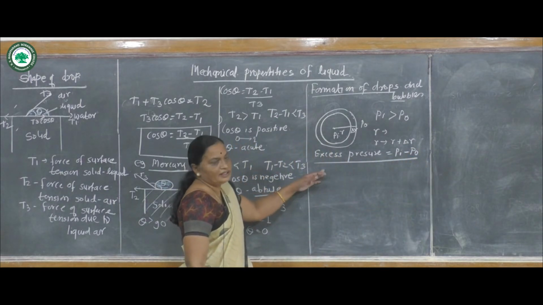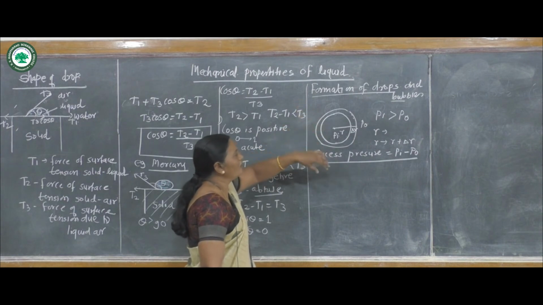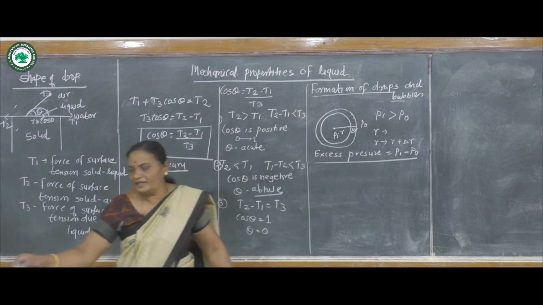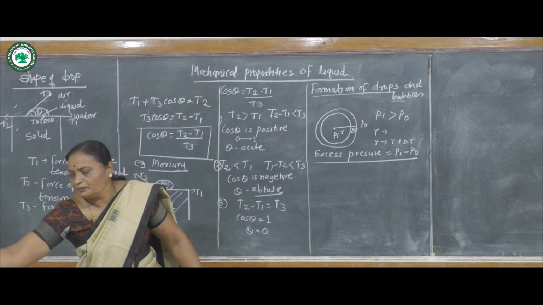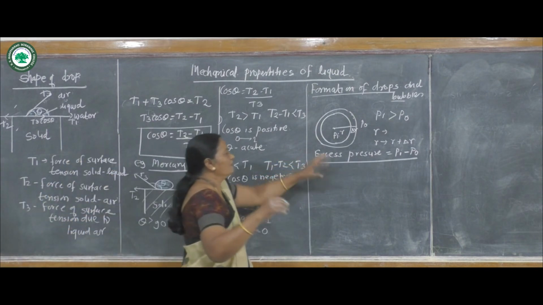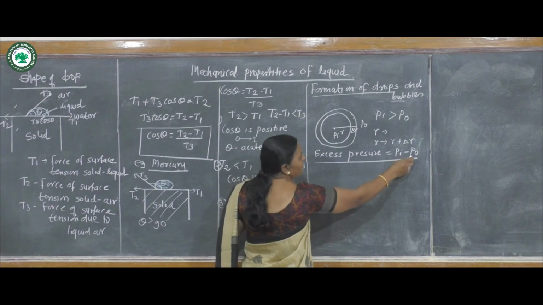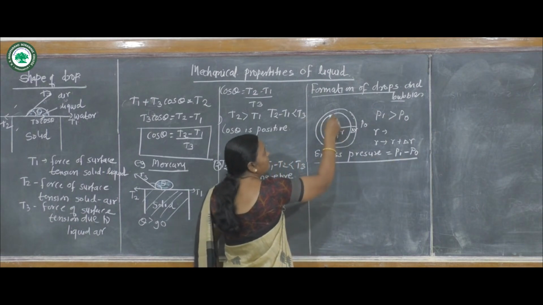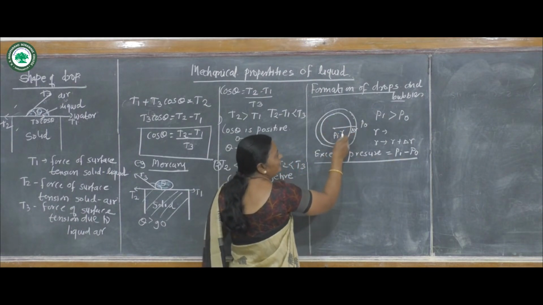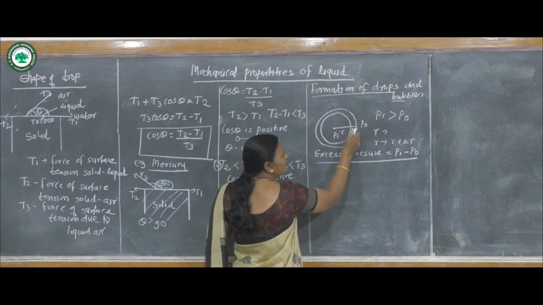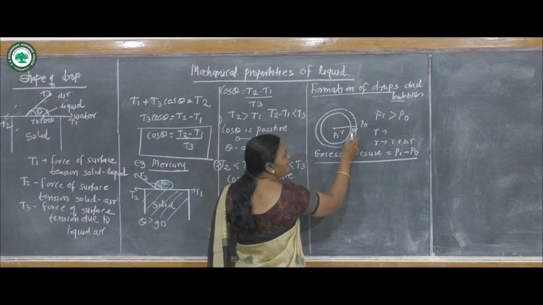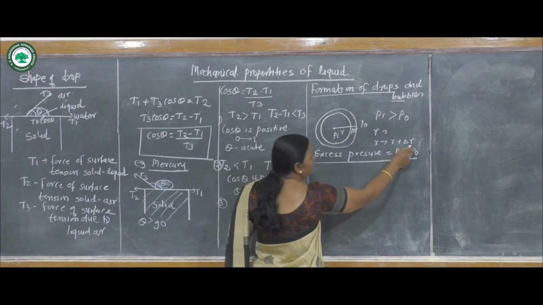Now we find the expression for the drop, a theorem called Laplace's theorem. What is the excess pressure here, Pi minus P0? Suppose we consider the liquid drop, the initial radius is r, then for equilibrium there is a small change in the radius, from r to r plus delta r.